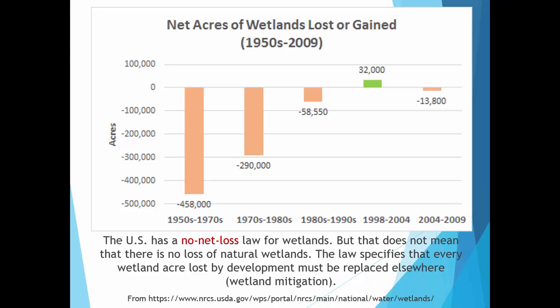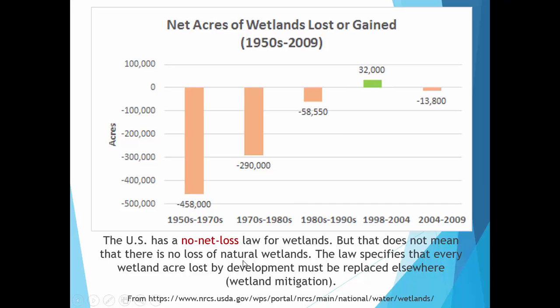And then if you look at the loss of wetlands in the United States from the 1950s until 2009, this is very telling. You can see that up until 1984, when we enacted legislation to protect the wetlands, the loss of wetlands was much greater than it is now. So from the 1950s to the 1970s, we lost 450,000 acres of wetlands, and then from 2004 to 2009, it was only a net loss of 14,000, and then from 98 to 2004, we actually had an increase of 32,000.